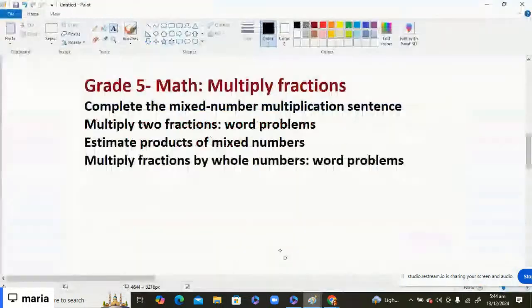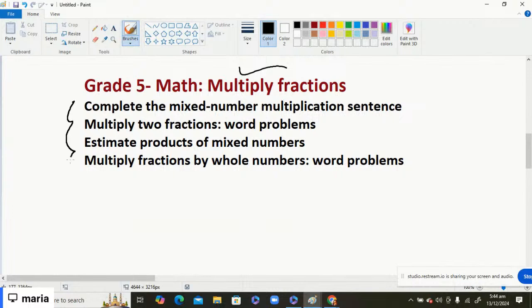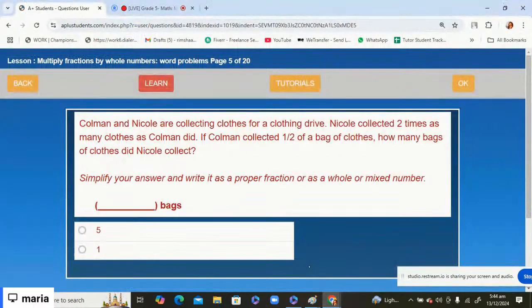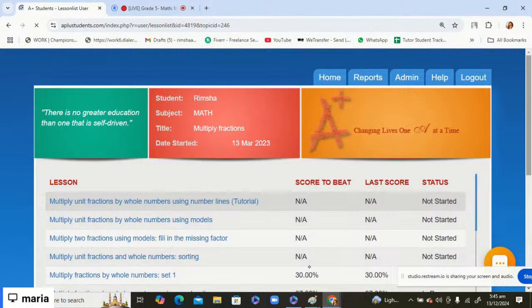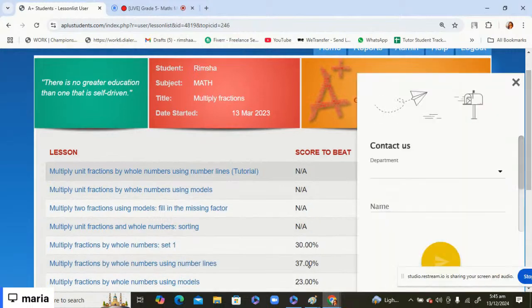Hope you guys understand this lesson. So today we covered grade 5 maths, multiplication of fractions, and these are the 4 lessons we covered. You can find all these lessons on aplusstudent.com, and you can practice these lessons before starting the next session. If you still don't get it, and you still need help with any of the questions, then you can contact tutors. How can you contact the tutors? Open your A plus website. There is a live chat button. Open this one. Put in your department that you need help with, maths or language. Put in your name and then just send. In this way, you can directly contact the tutors.